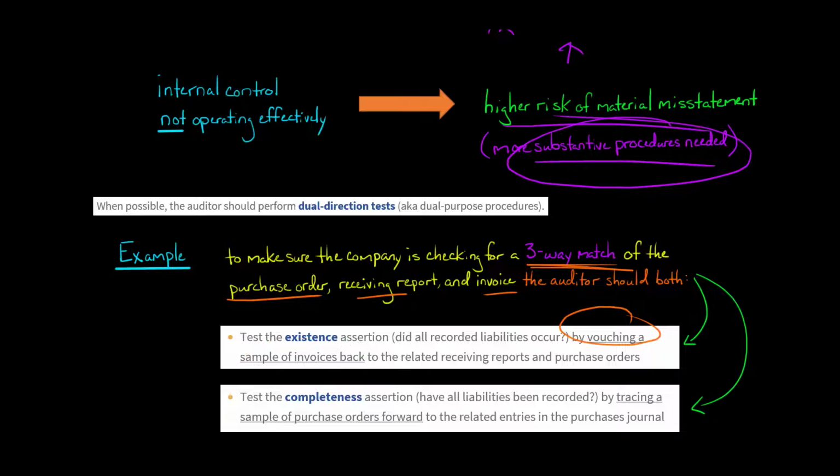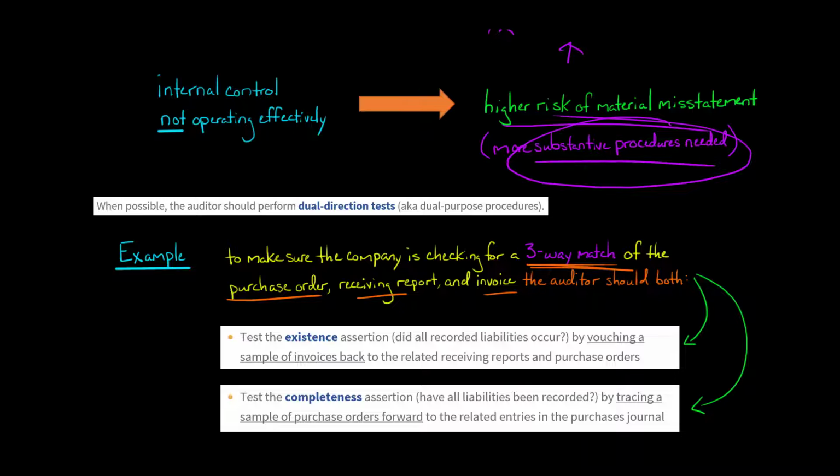Remember the invoice is the bill that the company gets from the vendor. So they vouch those invoices and they go back and say, okay, let's see the supporting documents. There should be a receiving report and there should be a purchase order. So they're testing to see, is this actually a liability? We've got an invoice, but let's see if these supporting documents are there. So that's testing the existence assertion with this three-way match.